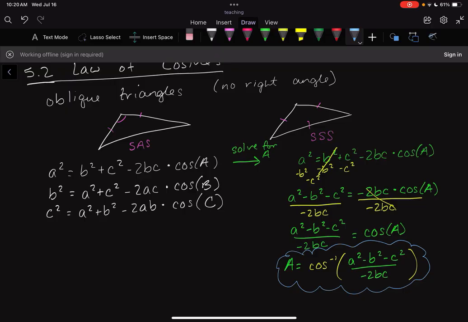And I could do the same thing with angle B and angle C. It would be the exact same steps, it's just the letters would be different. I also want to recommend that when you're plugging this into the calculator, as we do examples, put parentheses around the numerator and around the denominator by themselves, just to help avoid a calculator error.